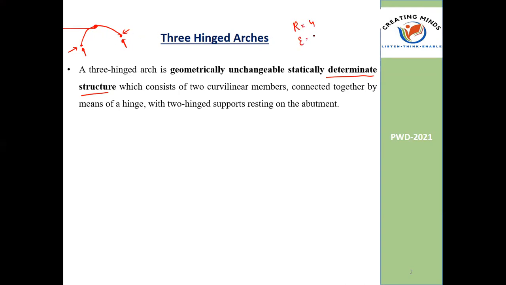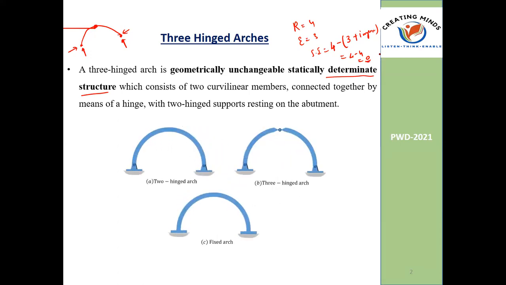You know that equilibrium is 3. So the general static indeterminacy equals number of external reactions minus equilibrium equations plus imposed condition. So 4 minus 4 will become 0. Hence the three-hinged arch is a determinate structure.